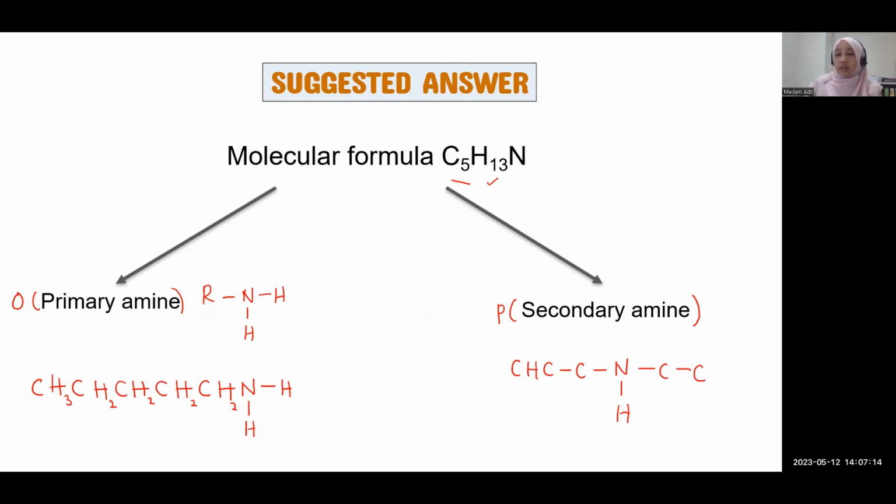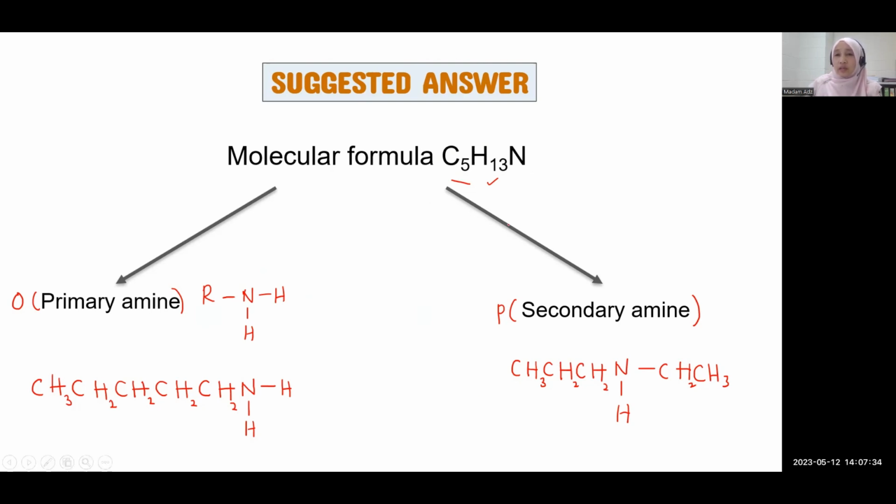So for the rest, just complete all the hydrogens on the carbons so that all the carbons are octet. So we have CH2 and then CH3. Then we calculate again to make sure that all the carbons, hydrogens and nitrogen are exactly as the molecular formula given. 1, 2, 3, 4, 5. Okay, correct.